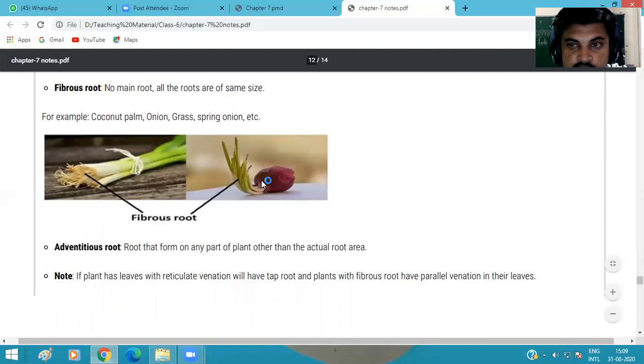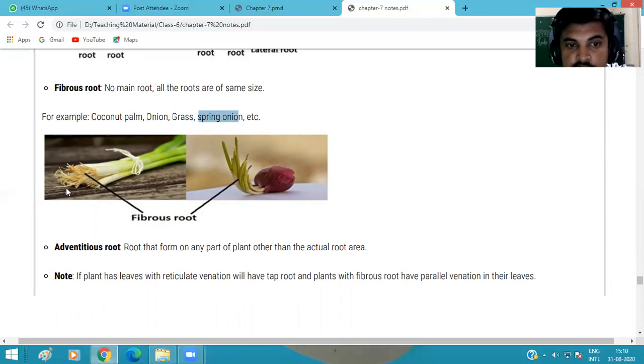Some examples are given here: coconut palm, onion, grass, spring onion, etc. If you see the coconut palm, onion, grass, wheat plant, or rice plant, when you see the roots of these types of plants, they have fibrous roots. All roots have approximately the same size, and the same type.